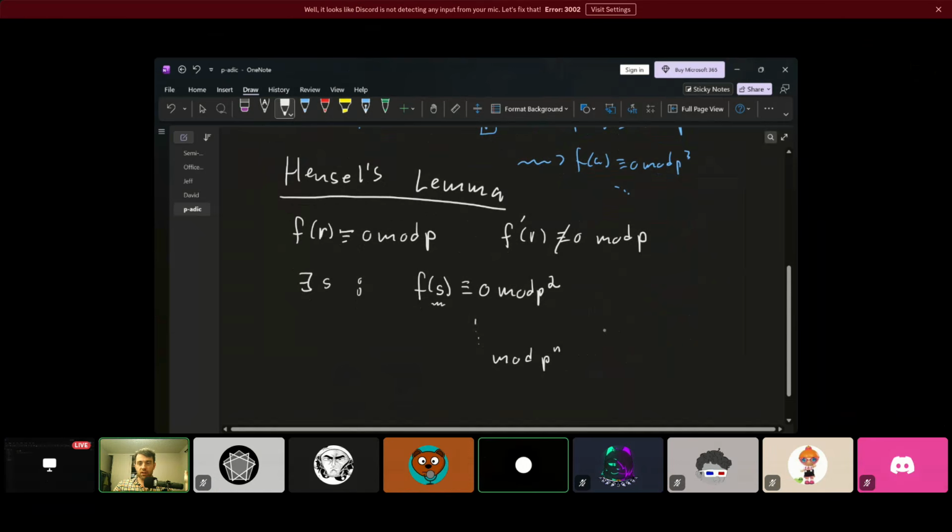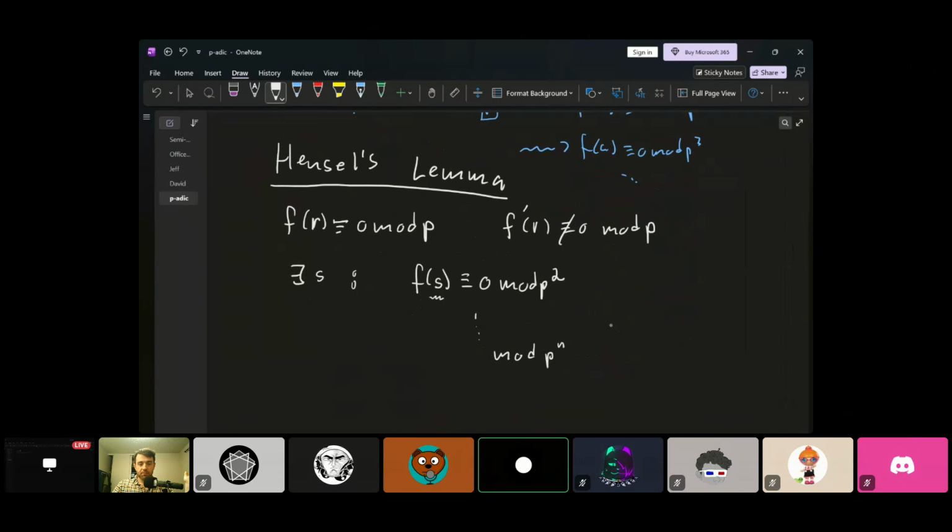Have I lost anyone? Sorry, just remind me real quick. Are we looking only for integer solutions, or are we looking for just any? We're only looking for integer solutions at the moment. Yeah. So yeah, taking mod makes sense everywhere here. Yeah.